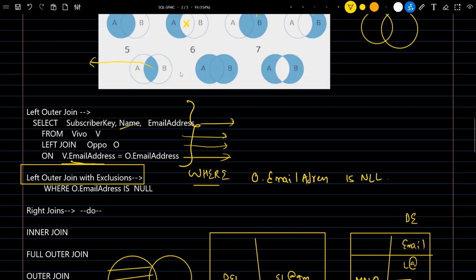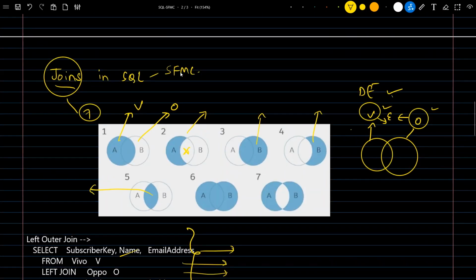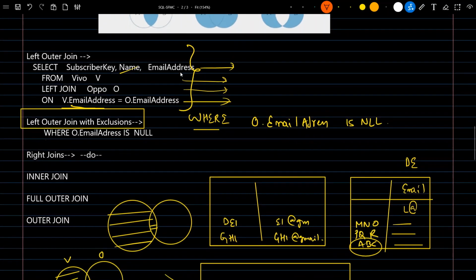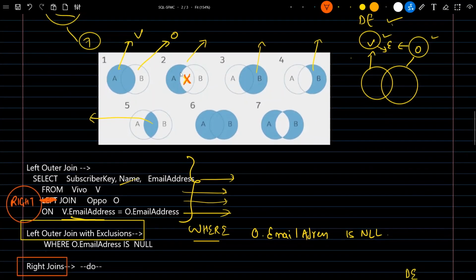Why are we saying null? Because here there will be no element. As there will be no element here, we are using null: where O dot email address is null. Similarly for right joins, it is the same as the left join, but instead of left join, we will be replacing it with right join. That's it. Only by replacing it with right join, we can get the desired result.